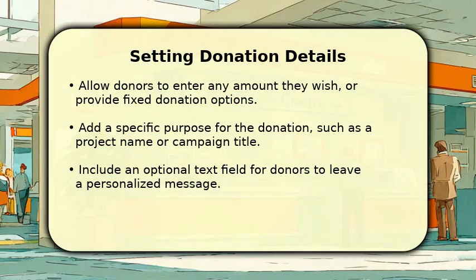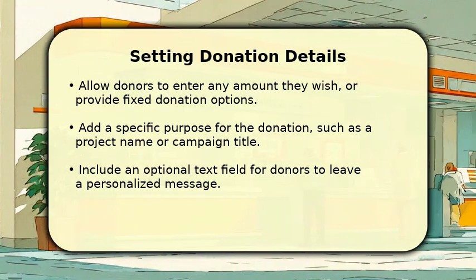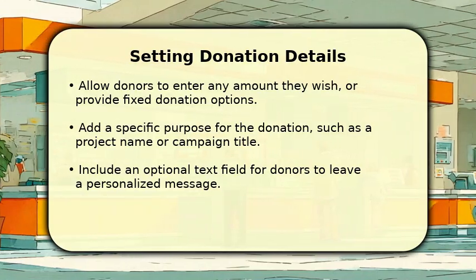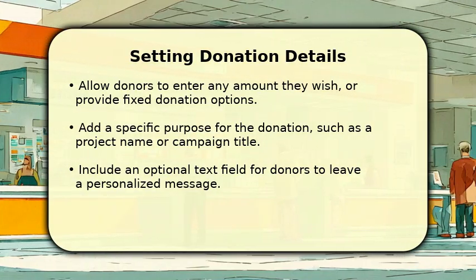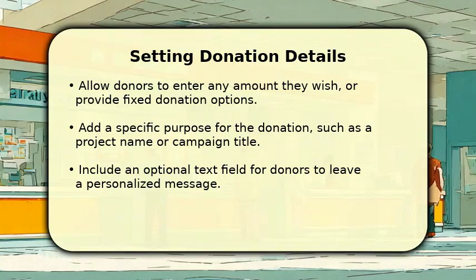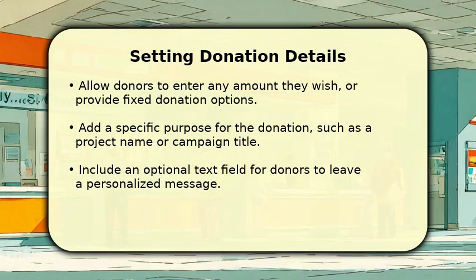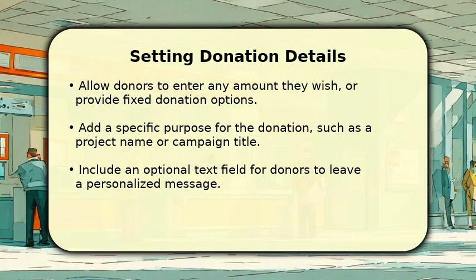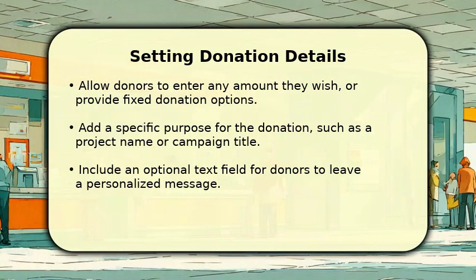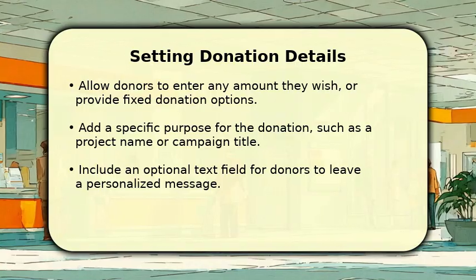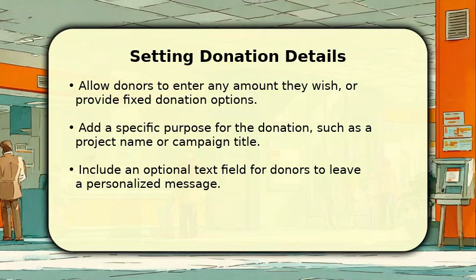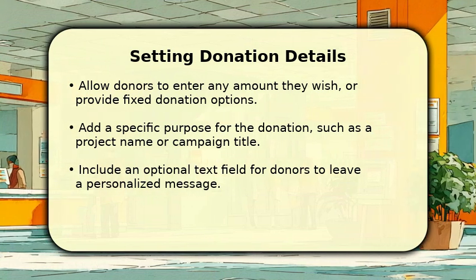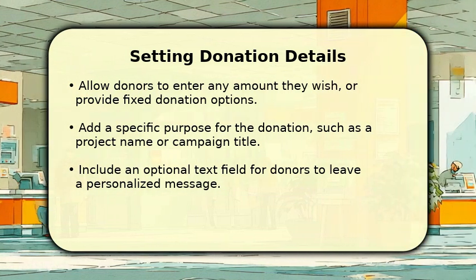Next, you'll set the donation details. You can allow donors to enter any amount they wish, offering complete flexibility, or you can provide fixed donation options, such as $10 or $25. It's also helpful to add a specific purpose for the donation, like "support our community project," so donors know exactly where their money is going. You can even include an optional text field for personal messages. Review everything to ensure it's 100% accurate.